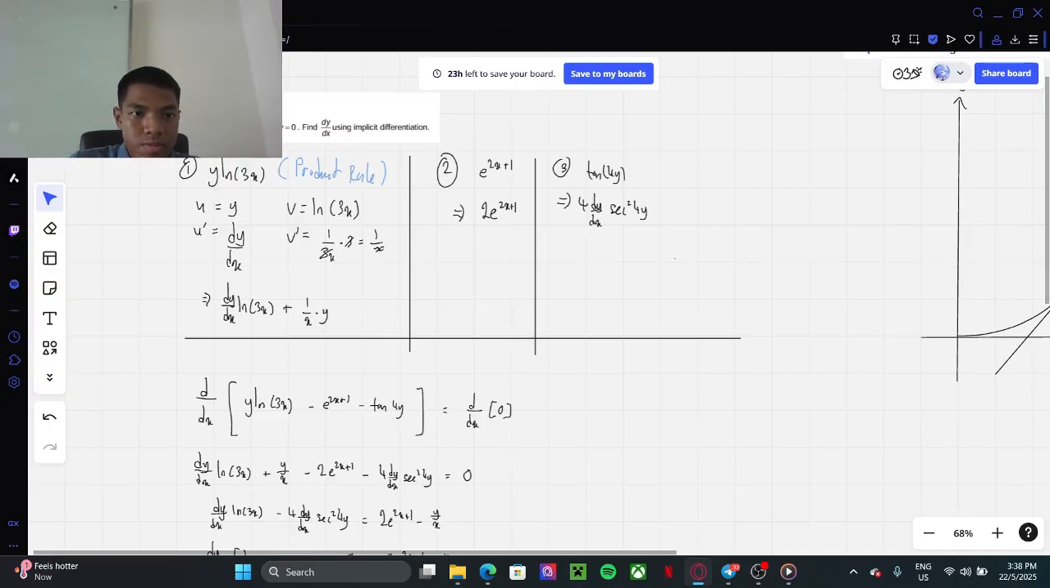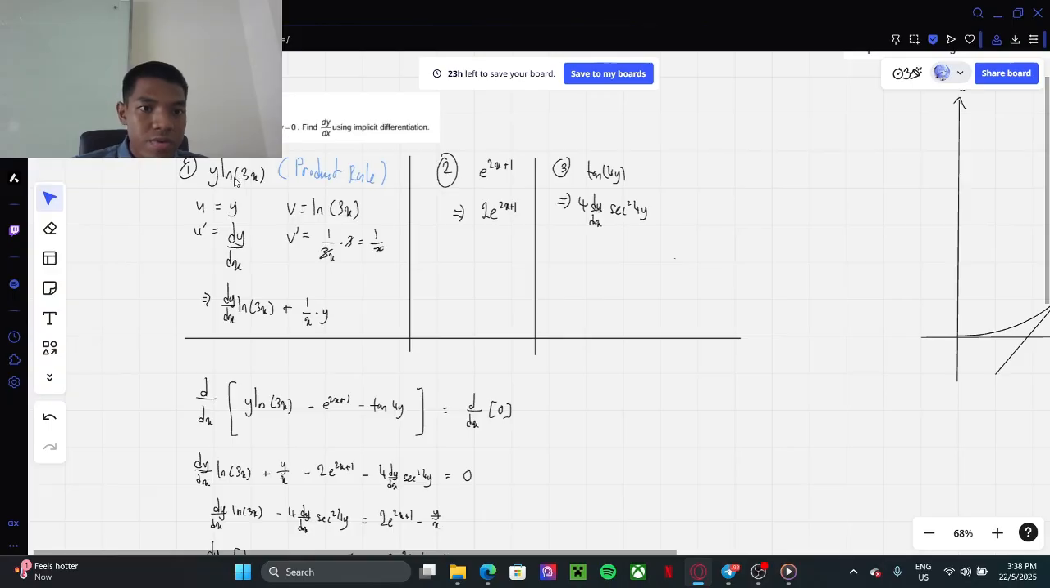Given y multiply 3^s minus 2 to the power of 2s plus 1 minus tan 4y equal to 0. Find dy over ds by using implicit differentiation. First step, we must separate the question from here. So after we separate the question, it will have 3 parts.